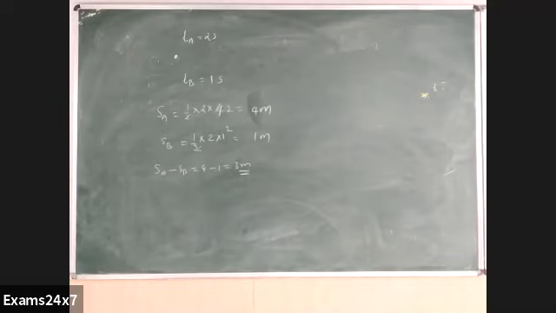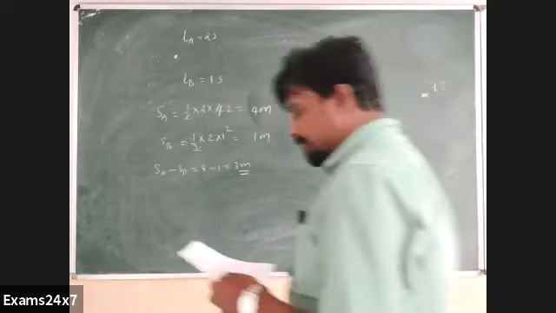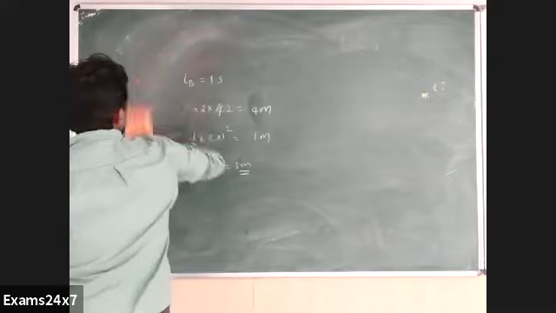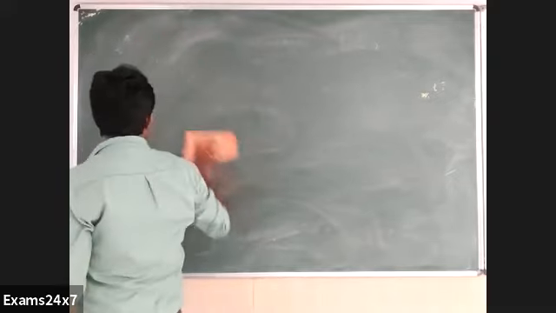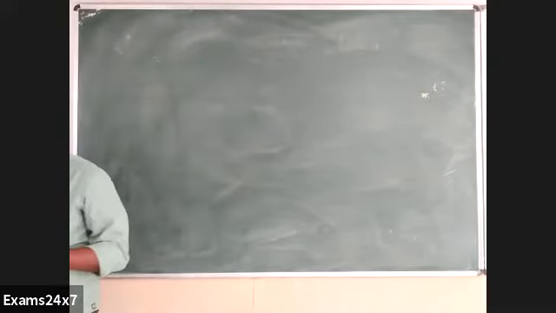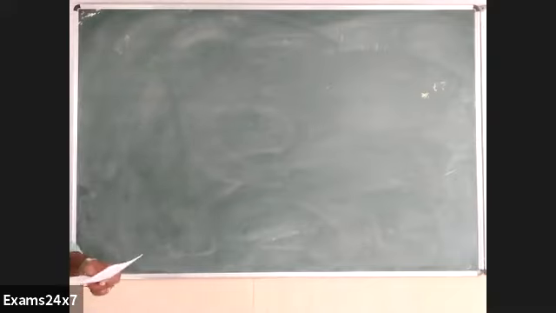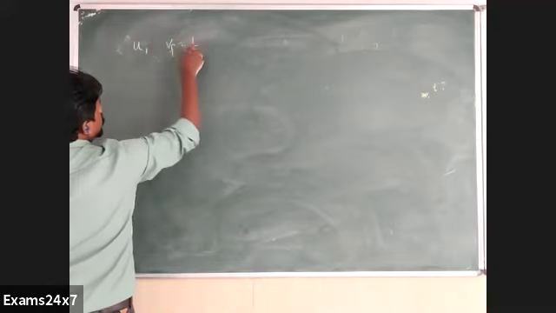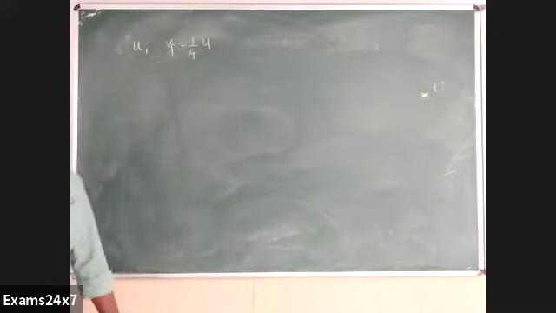Next question. The velocity of a body moving along a straight line with uniform acceleration reduces by 3/4 of its initial velocity. That means what is the remaining velocity? 1/4. So if initial velocity is u, final velocity is 1/4 of u. Is that clear? Yes or no?